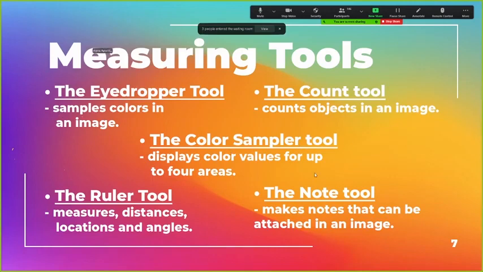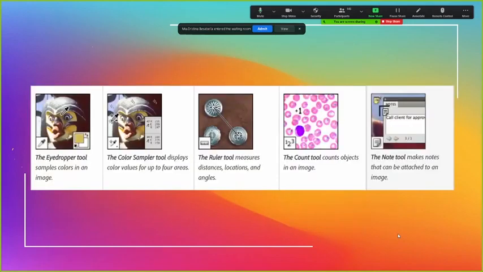Then, the color sampler tool displays color values for up to 4 areas. And then, the ruler tool measures distances, locations, and angles. And then, the note tool makes notes that can be attached in an image. So, pwede pala maglagay ng notes for images. Pero, kung sa editing lang naman, hindi naman masyado.